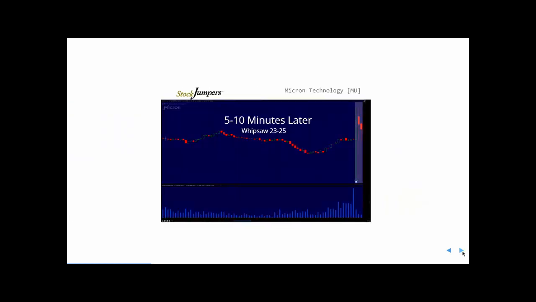So here's 10 to 15 minutes, 5 to 10 minutes after the release. What happened is this stock shot up about 2 or 3%, maybe 4, just sat right there, kind of trended down a little bit. So the key to this is knowing what's really happening or not.